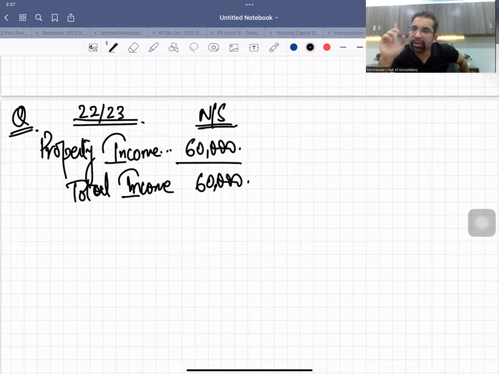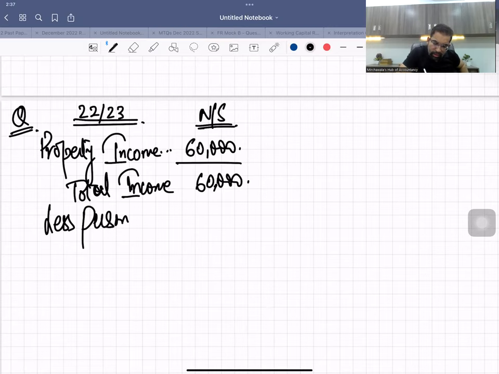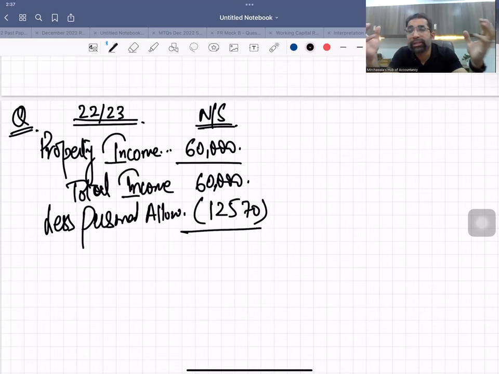government has given one relief, which is called personal allowance. At the end of the fiscal year, when you calculate your tax, there is one fixed amount which is waived, which is exempt for you, which is an allowed expense for you. And that is called personal allowance. And for the 22-23 fiscal year, it's 12570. So what you will do, you will write less personal allowance is 12570. Each and every time it is allowed. You can deduct it from total income. So it's a relief by government.